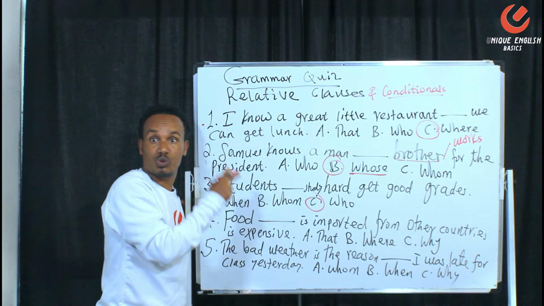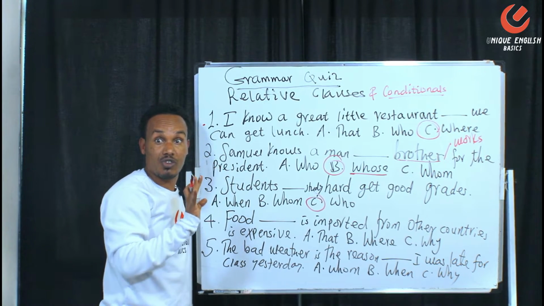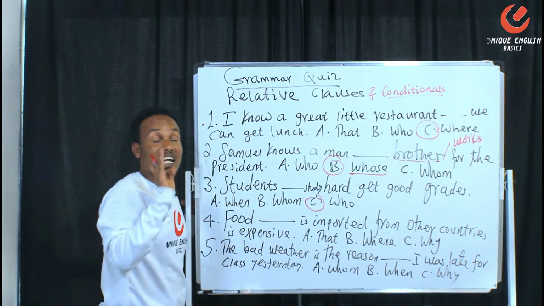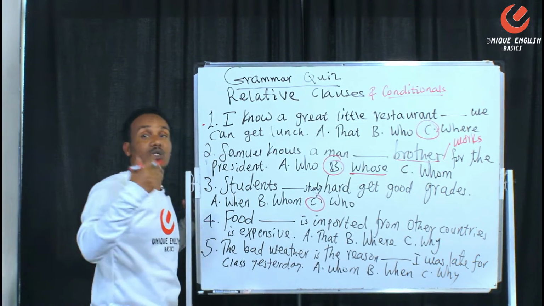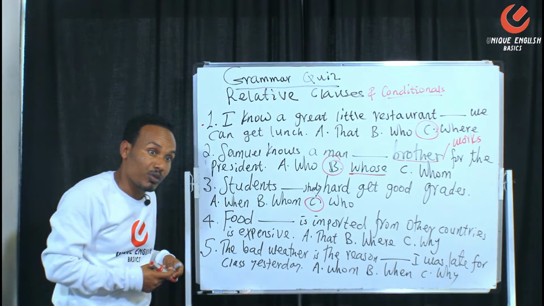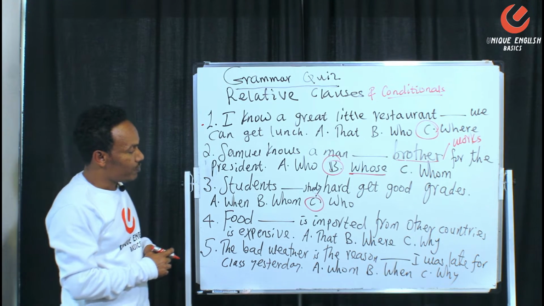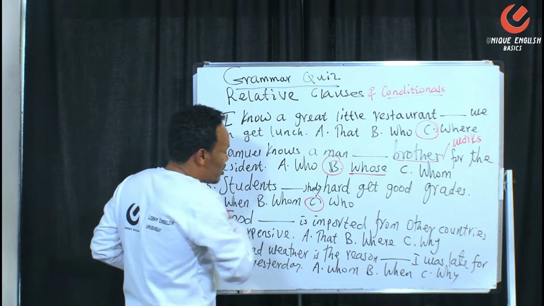And then it refers to the subject of the sentence. There's no question about it. So students who study hard. Who study? ጠንክረው የሚያጠኑ ተማሪዎች get good grades. አሪፍ ግሬድ ያገኛሉ ነው የሚለው. Yes or no? Yeah, that's very good. Okay.